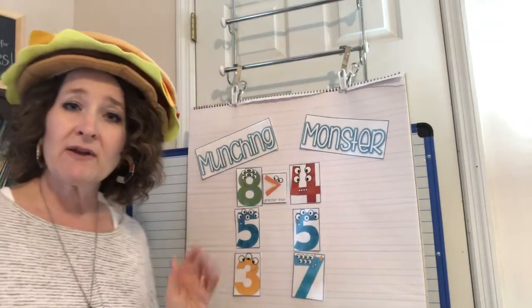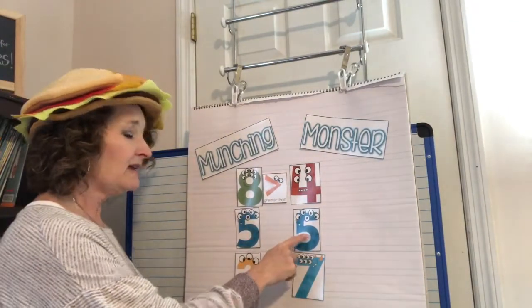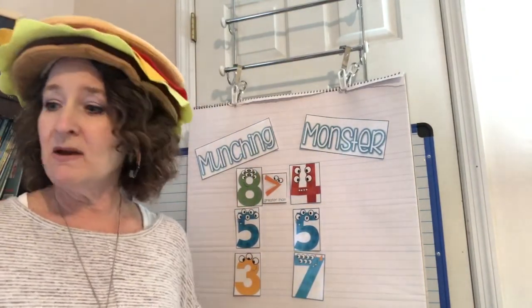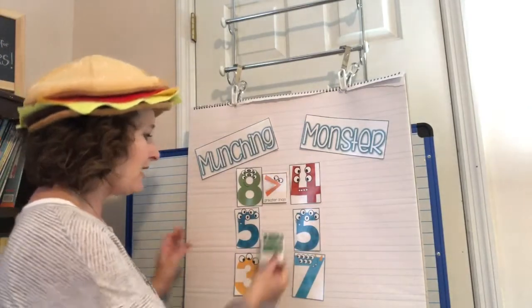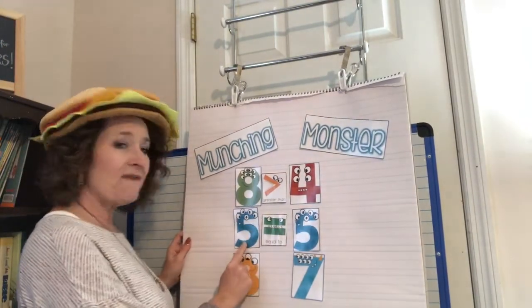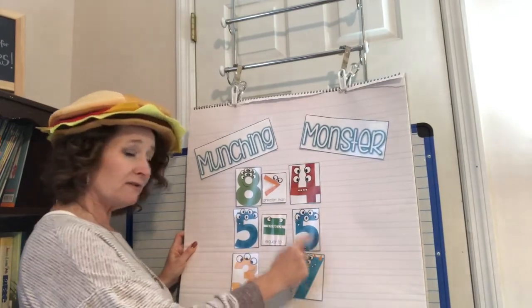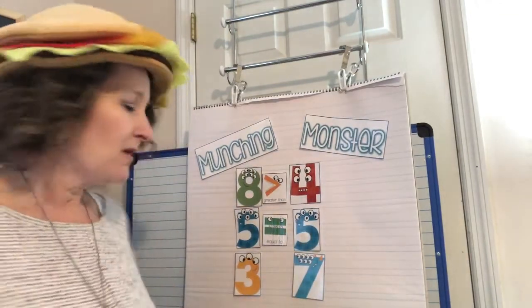Well, let's look and see what I've got on the next row. I've got a 5 and a 5. Well, we know that's the same. So I won't use a Munching Monster. I'll use an equal. 5 is equal to 5. They're the same.